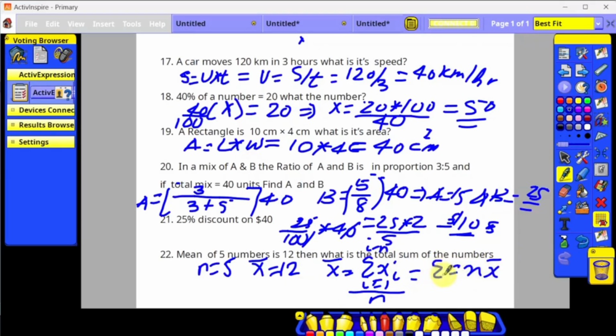So the sum of x is equal to the average multiplied by the total number of the numbers, the sample size. That's 12 times 5, which is equal to 60. So the sum of the numbers is 60.